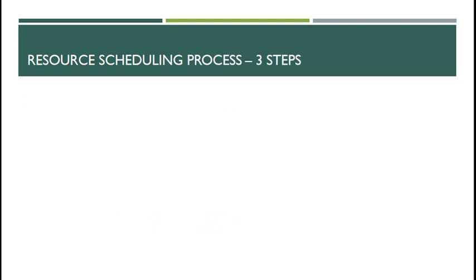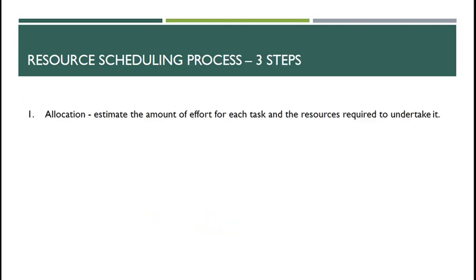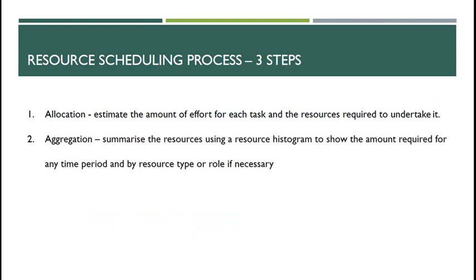And it's a 3-step process. So step 1 is what's called allocation. So you estimate the amount of effort for each task and the resources required to undertake it. The next one is aggregation, and you summarise the resources using a resource histogram to show the amount required for any period of time and by resource type or role if necessary.